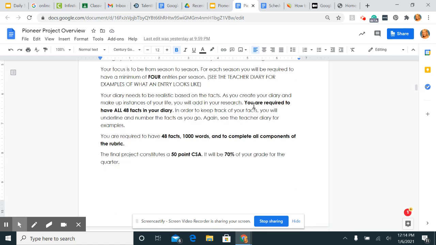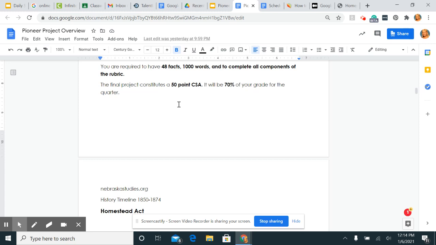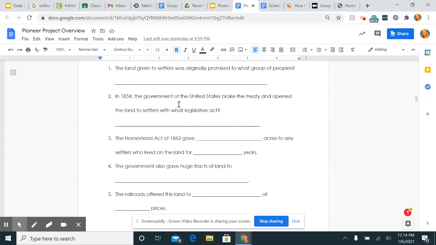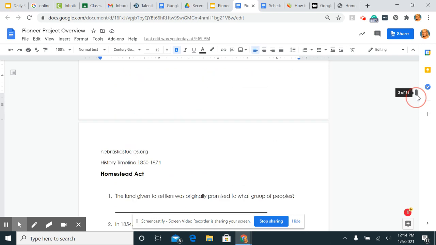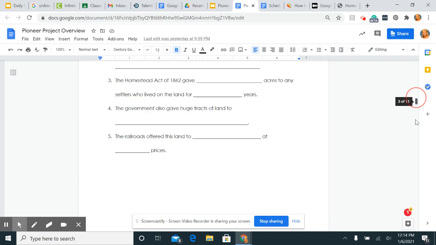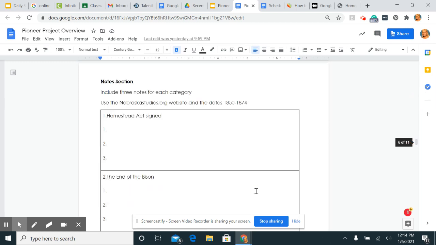You're going to include these facts that you're going to research the rest of this week and part into next week. You are going to include all those facts in your diary. This is a CSA when it's all done. The rest of the packet is something that we're going to look at today. We're going to look at this Homestead Act. This is for the person that you actually create.